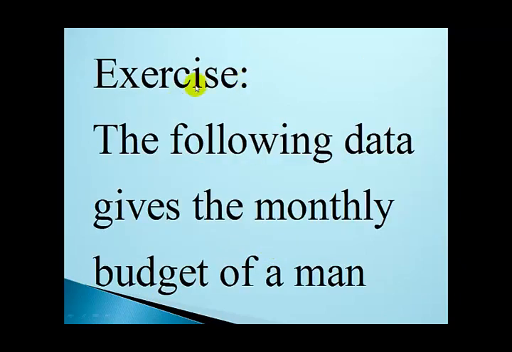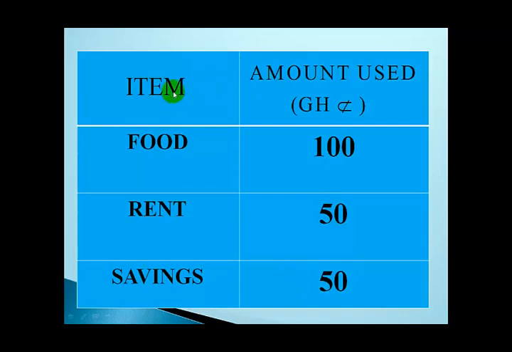Now, exercise. The following data gives the monthly budget of a man. This is the table. We have the item and the amount used. The items are food, rent, and savings, and these are the amounts used: 100 Ghana cedis, 50 Ghana cedis, 50 Ghana cedis respectively.